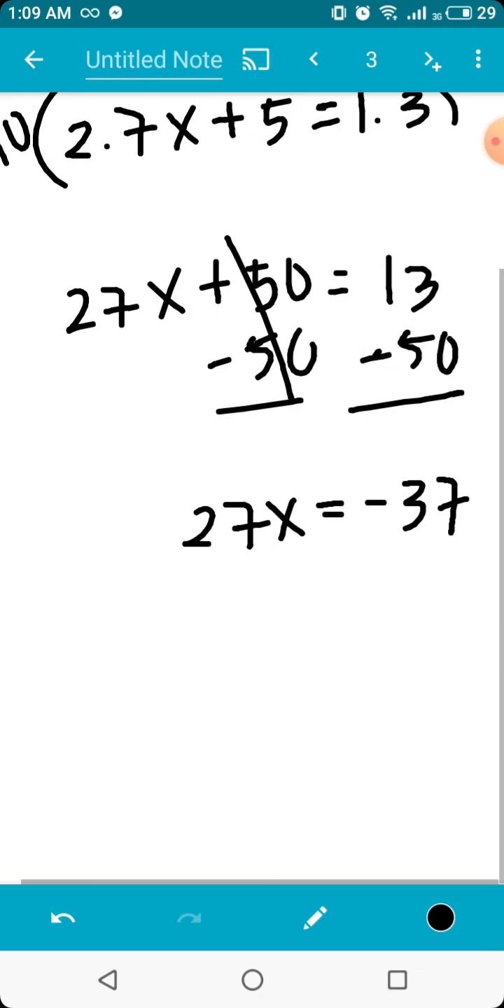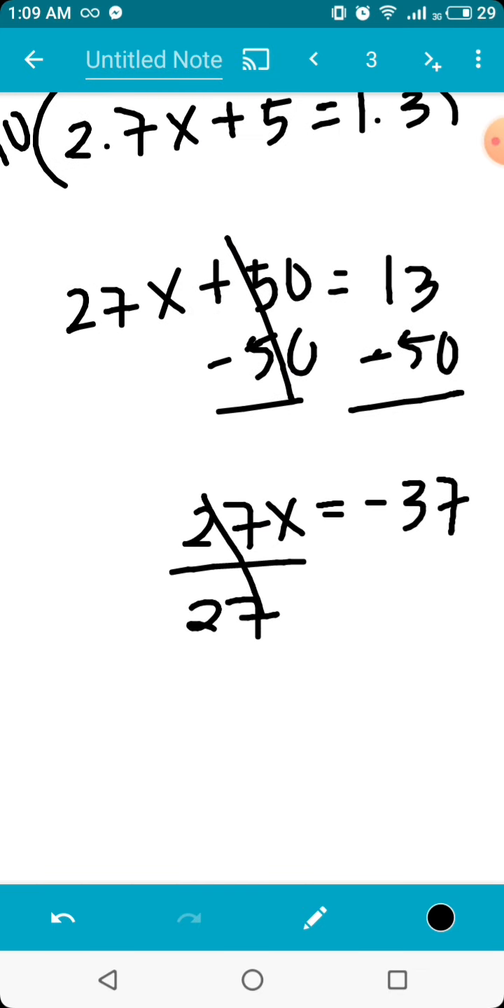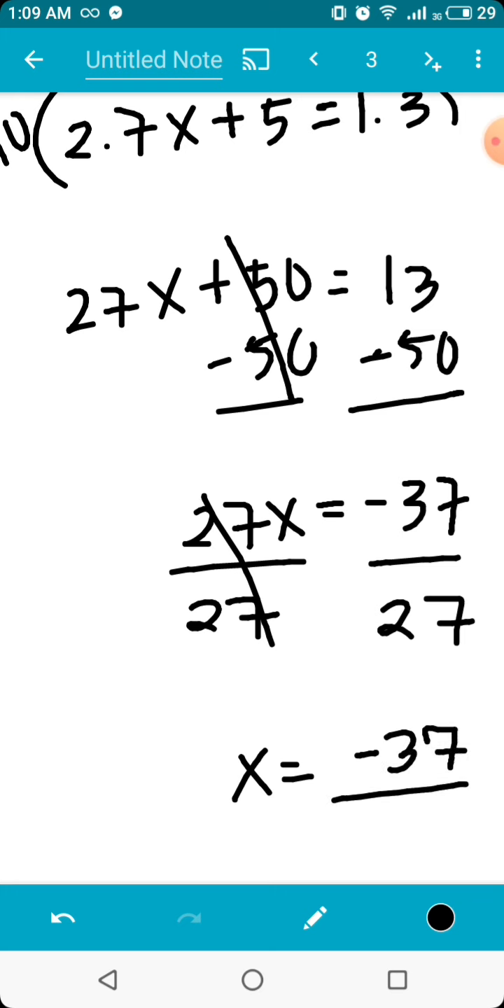Okay? So, to get the value of x, cancel 27 by dividing by itself. Yan. So, the value of x now ay negative 37 over 27. Okay?